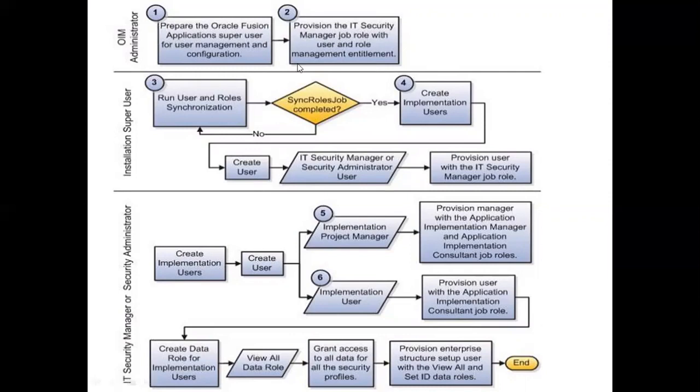Yeah, okay, fine. See, in the first two steps, you are preparing the roles. First you create the super user, then you prepare the role of the IT security manager job. Then the third step would be you run the process wherein the user and roles are synchronized, so that you give access and you create another implementation user. Once the user and job role synchronization is completed, then you create the implementation users.